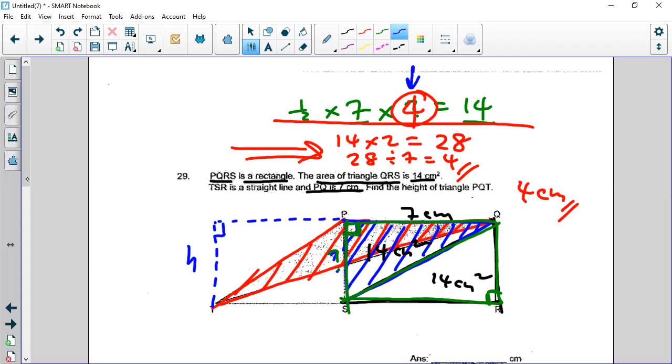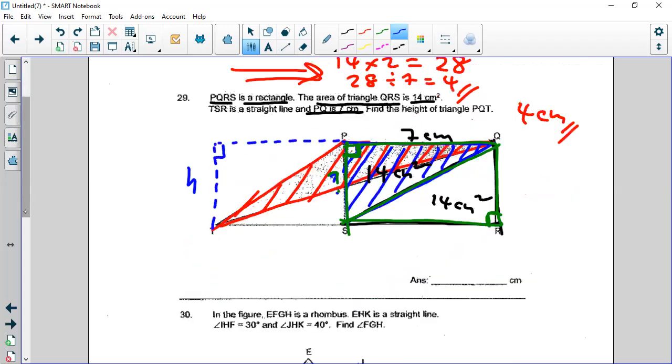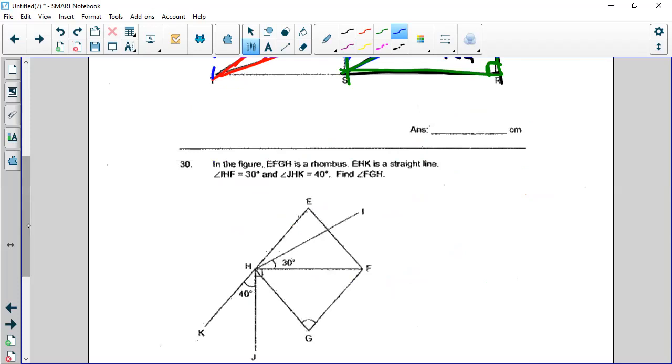Okay, last question already. Question 29 is the harder one. So do prepare for that. Even though the paper one is quite easy, you will still have a few questions that are a little hard.